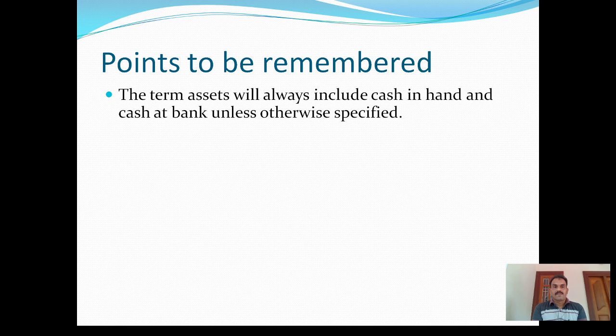This one is the term assets will always include cash in hand and cash at bank unless otherwise specified. Assets will include cash in hand and cash at bank, unless otherwise specified.